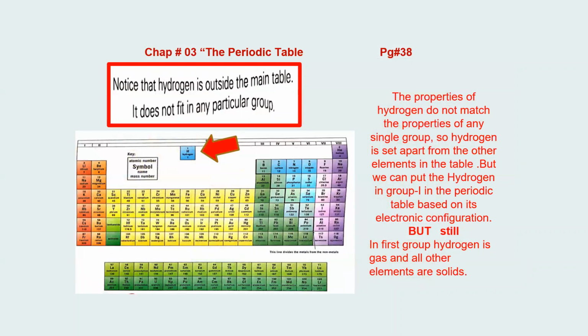Notice that hydrogen is outside the main table. It does not fit in any particular group. So the properties of hydrogen do not match the properties of any single group. Sir, can I tell why this is? Yes, you can. Sir, this is because hydrogen has only one proton and one electron. It does not have any neutrons, so it will not have any mass number.